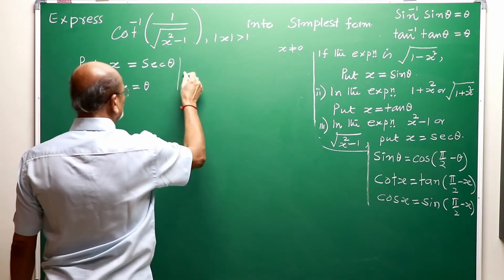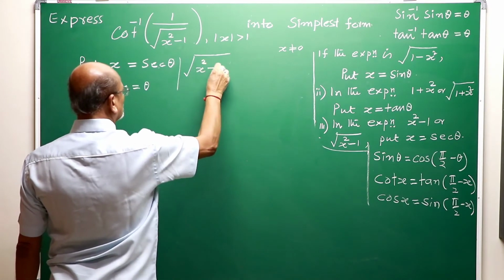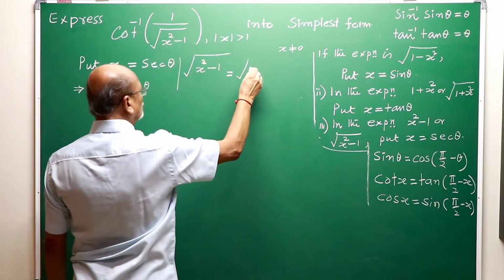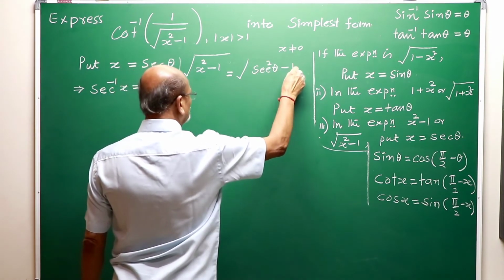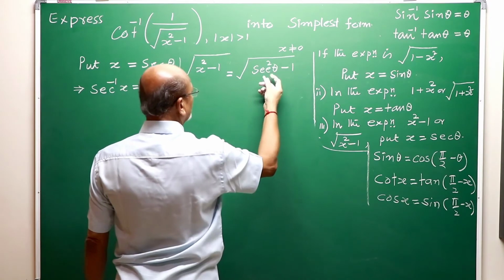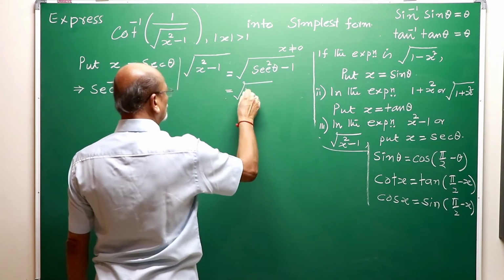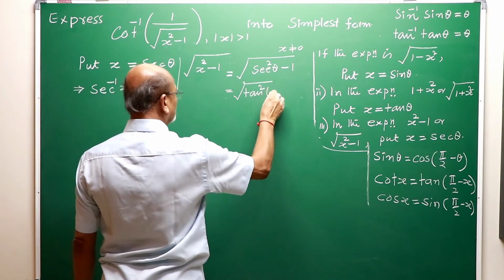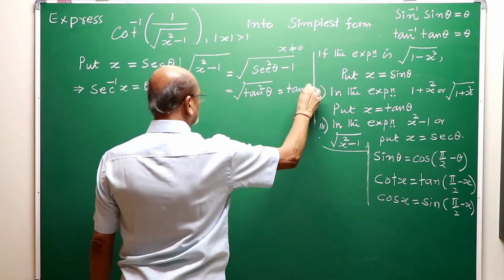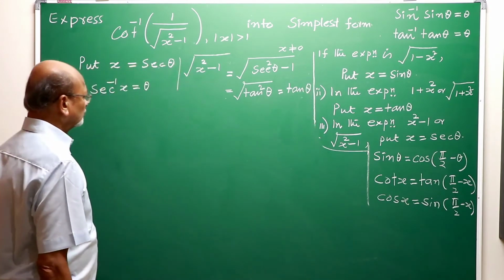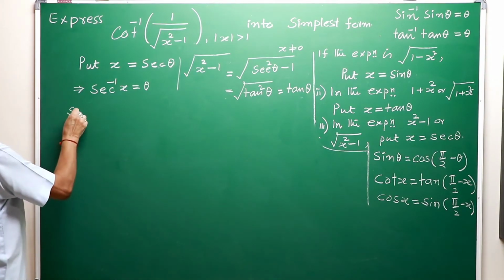This value root x square minus 1 is root sec square theta minus 1. Sec square theta minus 1 is root tan square, and root square means it is tan theta. Substituting in the given expression.